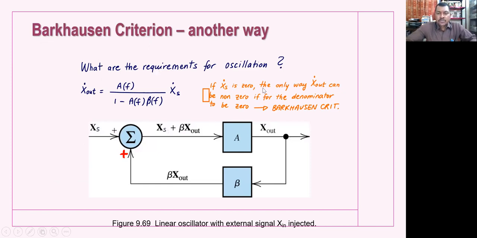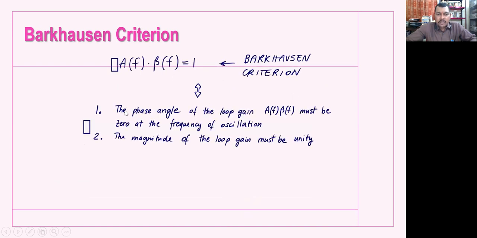If X C is zero, the only way X out can be non-zero is for the denominator to be zero, so the Barkhausen criteria is true. So A F by 1 minus A F beta F is equal to X. This whole term should be equal to 1. So A V, A beta is equal to 1. So this is the Barkhausen criteria.